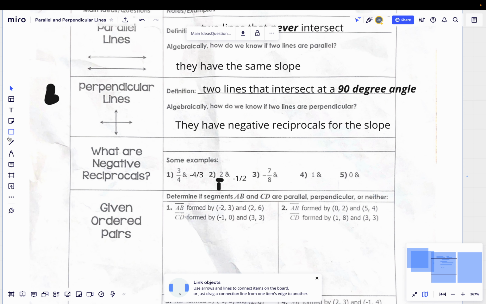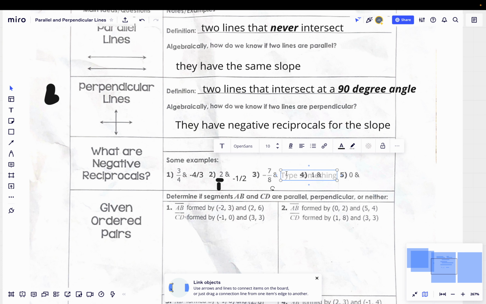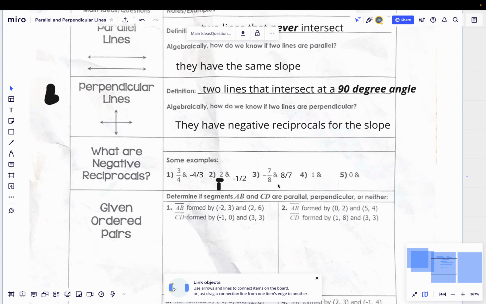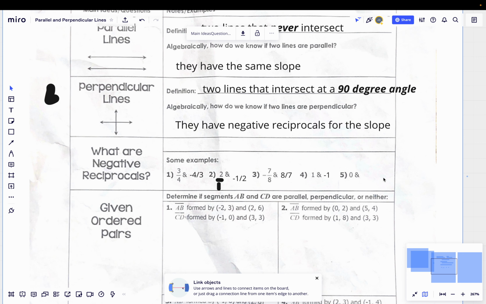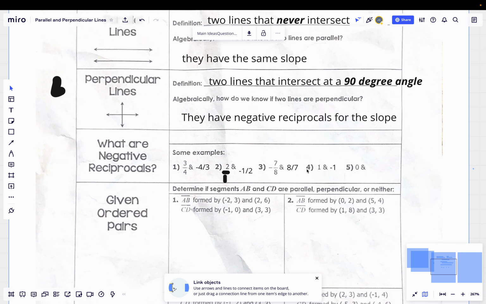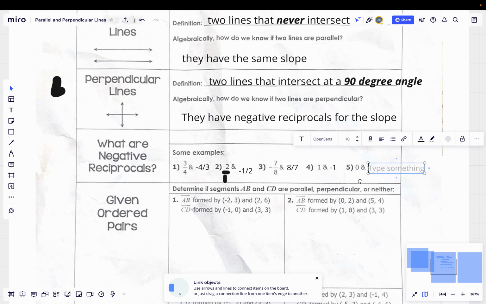So now we've got -7/8. So what we're going to do is we're going to put 8/7, because we're reversing them, but since it already has a negative, we don't need to put it again, because then we'd get a positive. Now what about 1? Well, this is 1/1, and the opposite of 1/1 is -1. Now 0. Well, we can't make an opposite of 0, can we? So the answer is 0. Right?